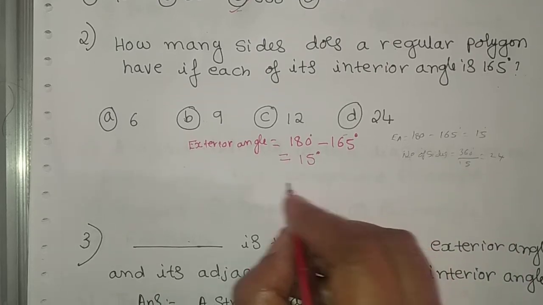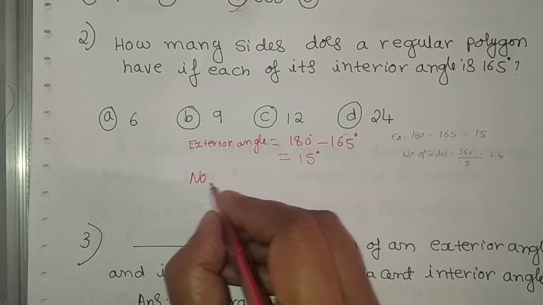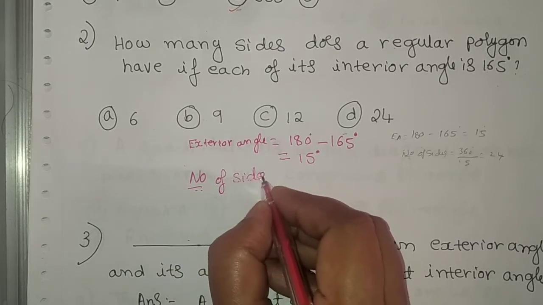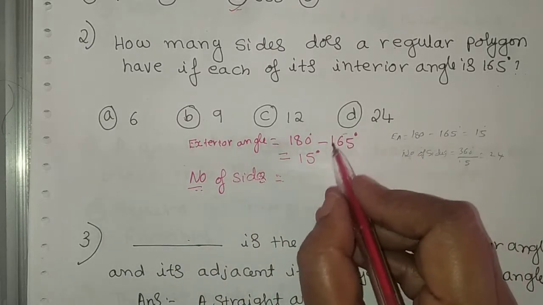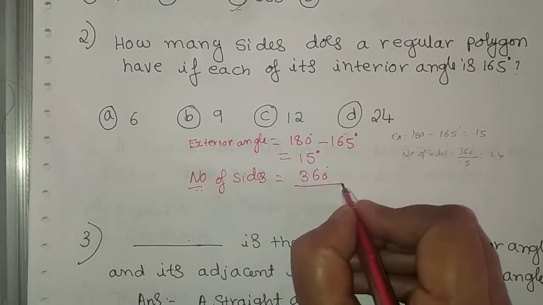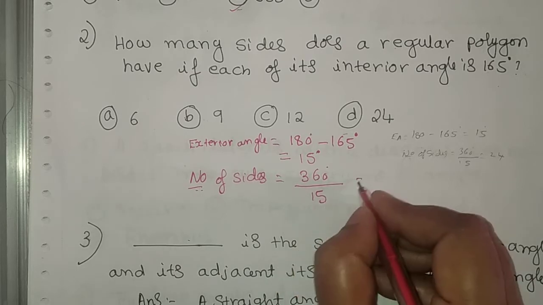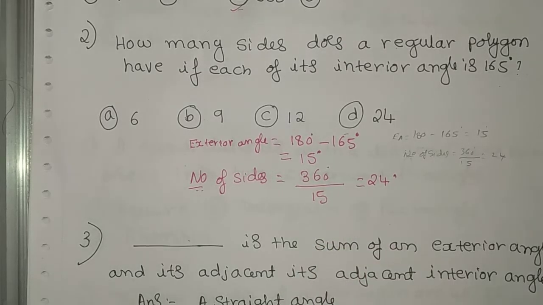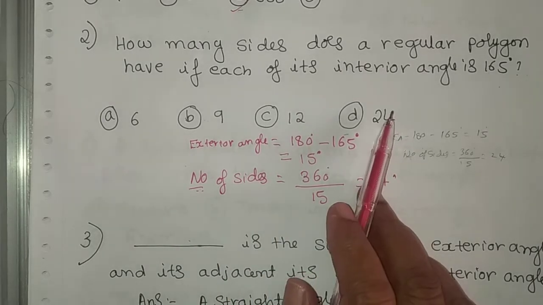Next step is, number of sides is equal to 360 divided by 15, which will give 24. This is the number of sides.